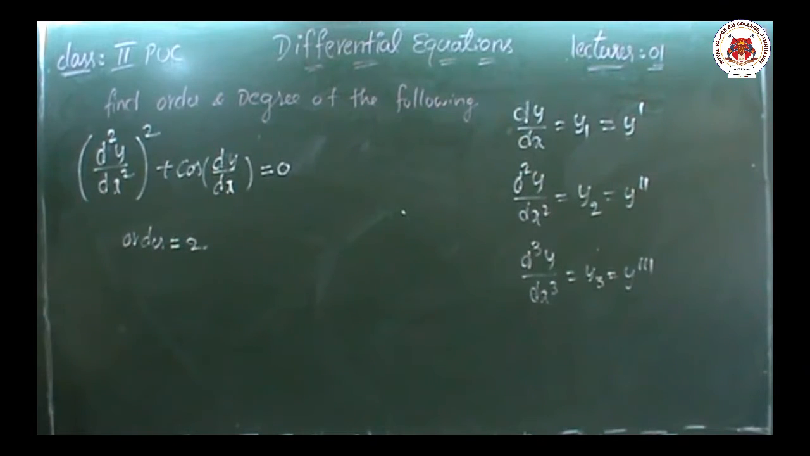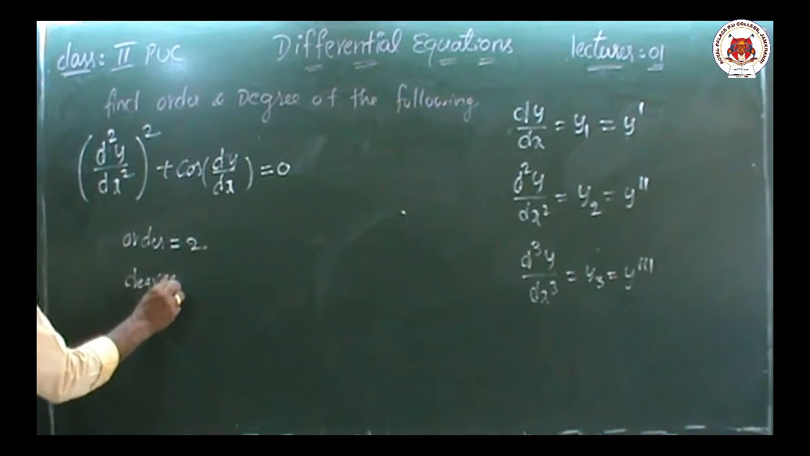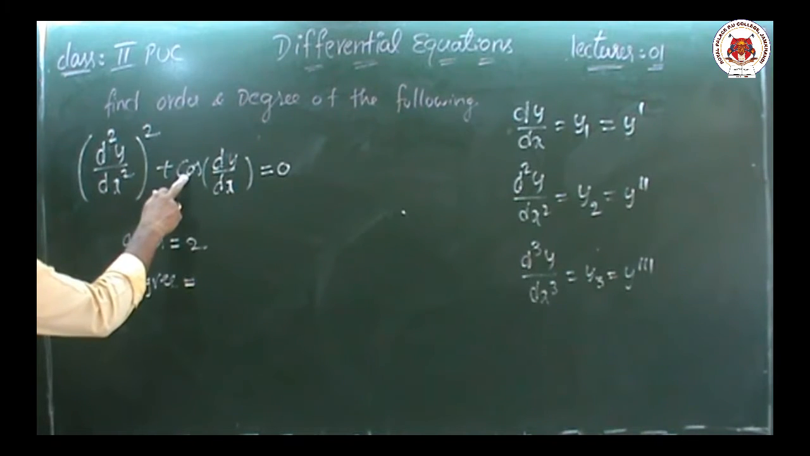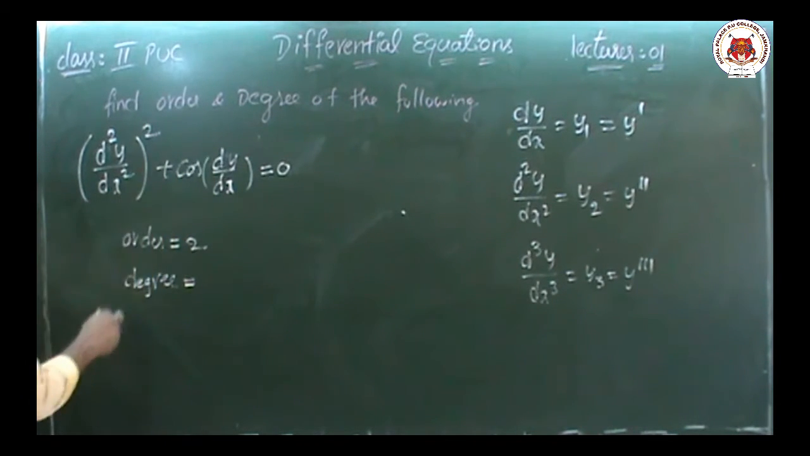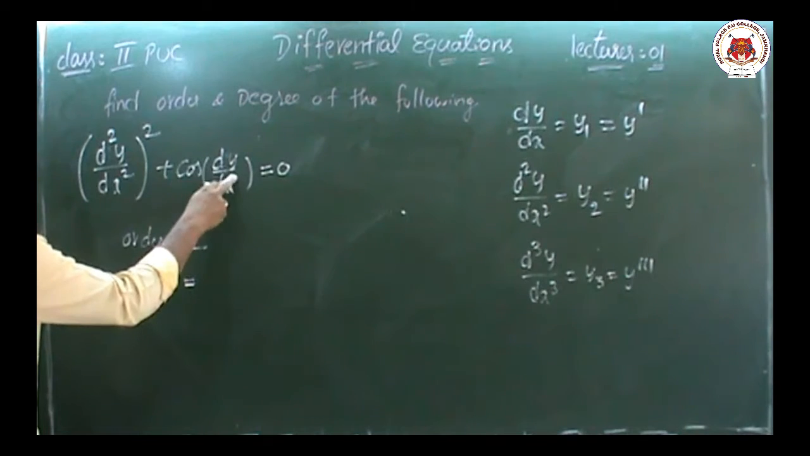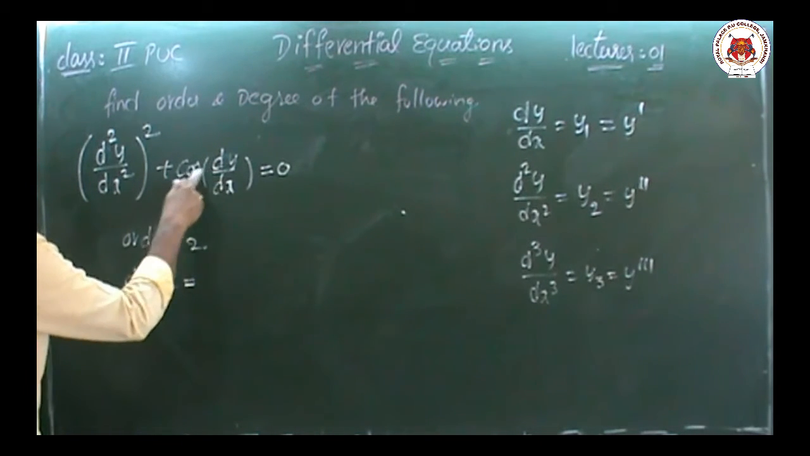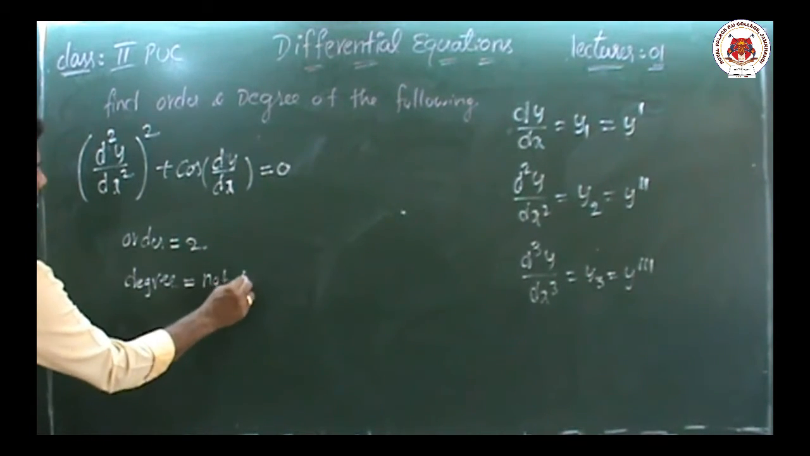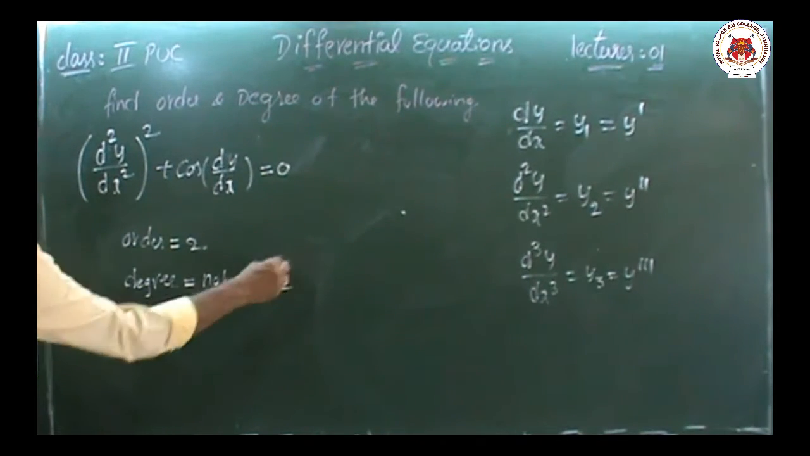When we come to the degree, first we have to check whether it is a polynomial or not. This is not a polynomial. Why? Because the trigonometric function is having the differentiation, cos of dy by dx. Then it is not a polynomial. The degree is not defined. This is the answer.